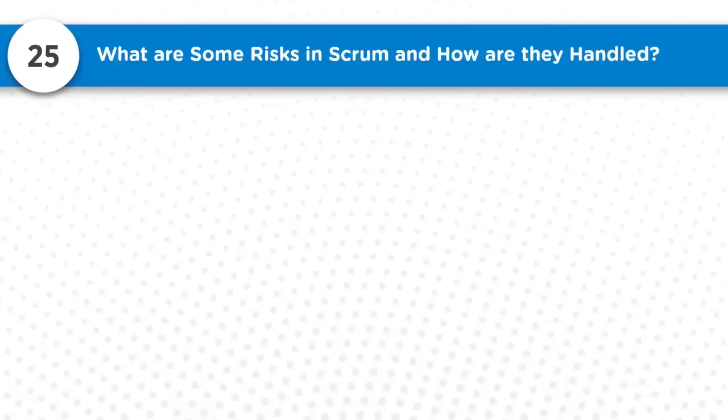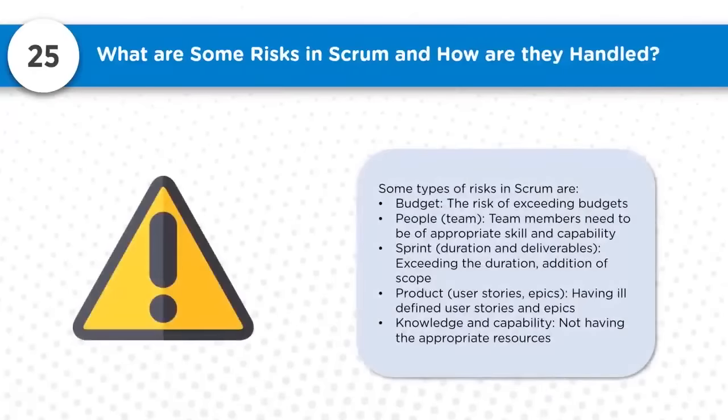What are some risks in Scrum and how are they handled? First of all, we should know what risk is. Some types of risk in Scrum are related to budget, people, sprint, product, knowledge and capability. When we say budget, there is the risk of exceeding the allocated budget, taking more, looking for more variations. I estimated for X, it is going to X plus delta X. So can we control it? We need to look at that. You need to assess that risk, in what possibilities the cost can escalate.